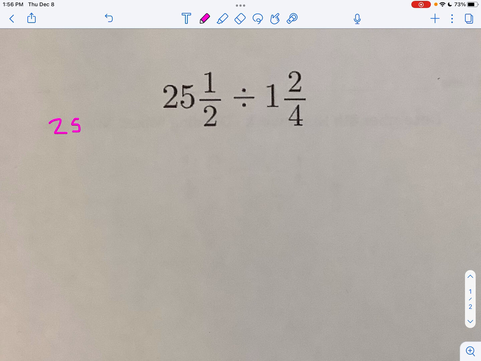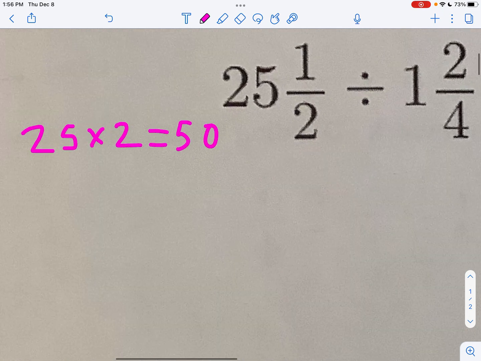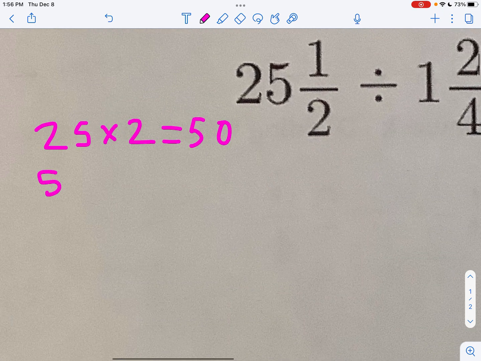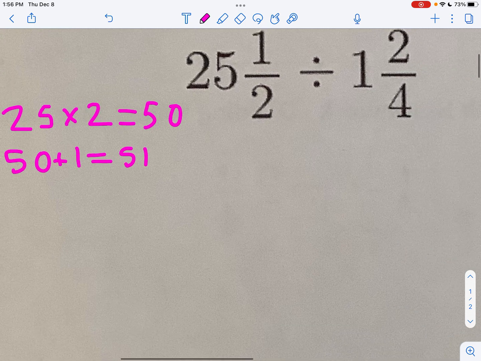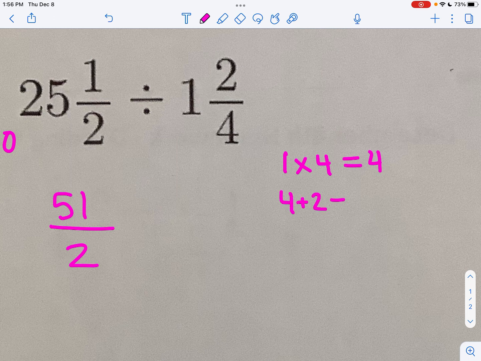25 times 2 equals, sorry, I have the hiccups, 50. And we're going to add 1. 50 plus 1 equals 51. So that's 51 over 2. I'll do the same thing for the next one. 1 times 4 equals 4. And then 4 plus 2 equals 6. So I'm going to have 6 over 4.